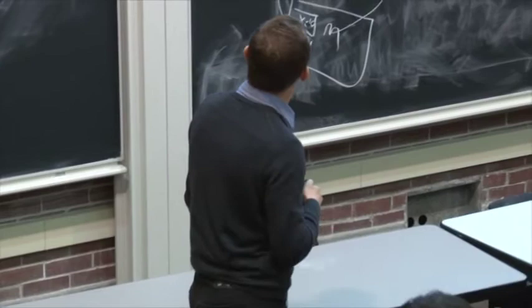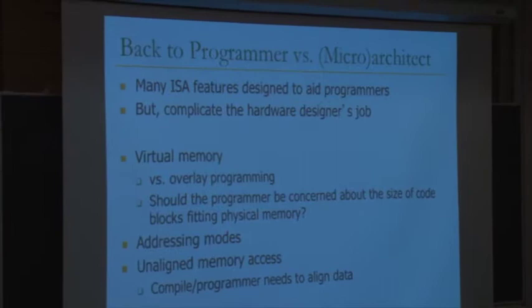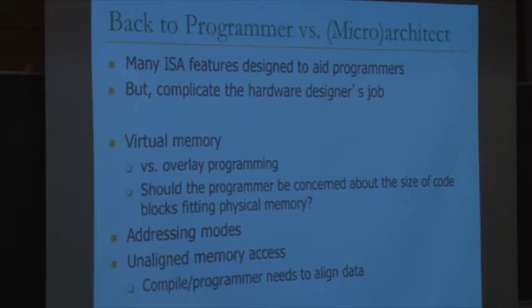OK, so I think I've already given you an example here, programmer versus microarchitect. Many ISA features are designed to aid programmers, but complicate the hardware designer's job. And you can imagine the hardware designer's job is actually complex now. In fact, these coherence protocols, the more complicated you make them, the more complicated they get to verify. There are a lot of bugs in these protocols and hardware, because the hardware designer may not be able to get it right.